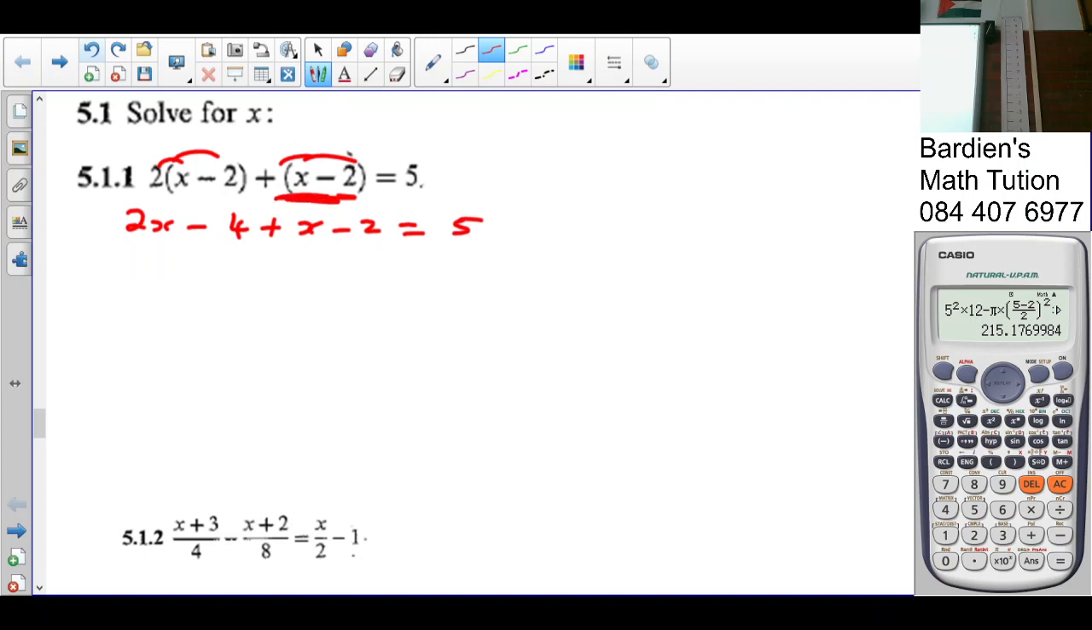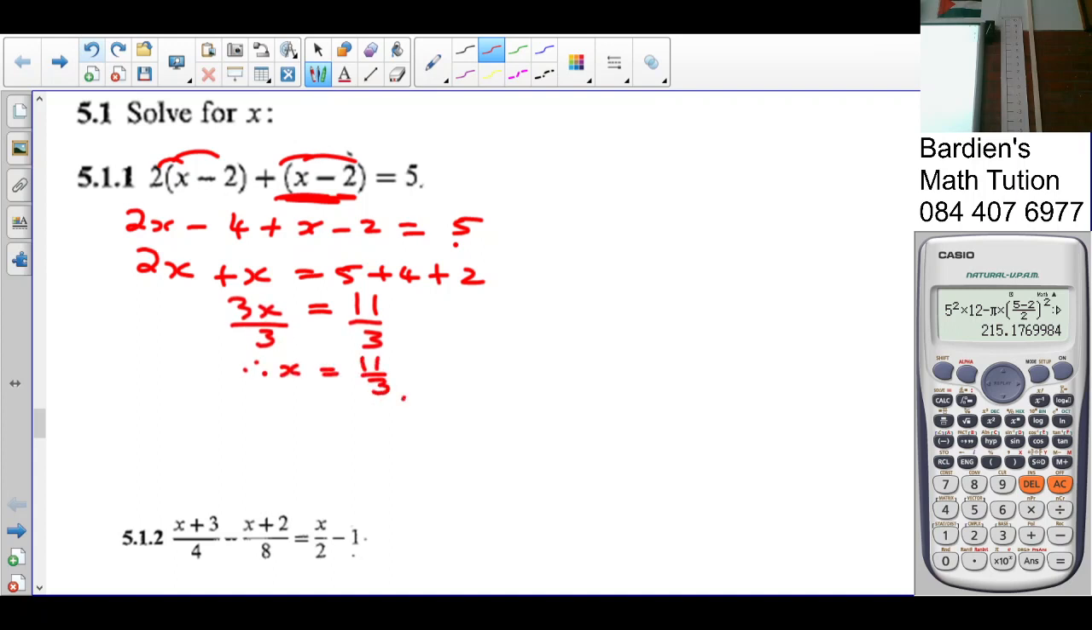So what do I do now? X is one side, now it's the other side. So it's 2x plus x equals 5 plus 4 plus 2. What's 5 plus 4 plus 2? 11. 2x plus x? Divide by 3 both sides. Therefore, x is equal to 11 over 3. Any confusion here?